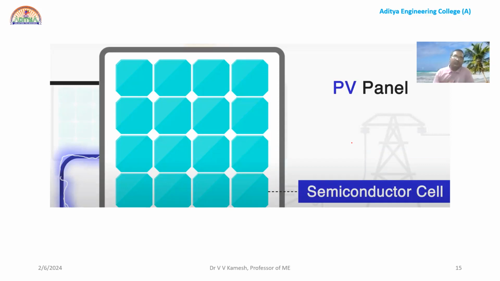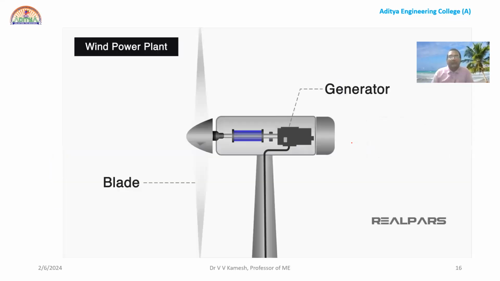From the batteries, through the inverter, we are getting the energy. Just like in the household, we have an inverter converting DC power back to AC power, right? And this is regarding the wind power plant.